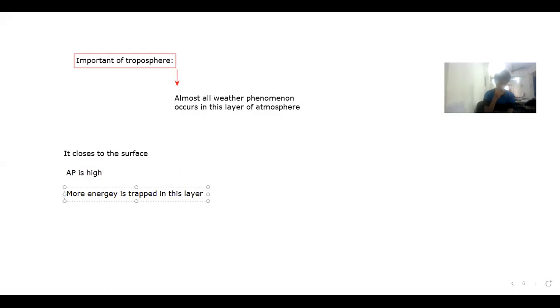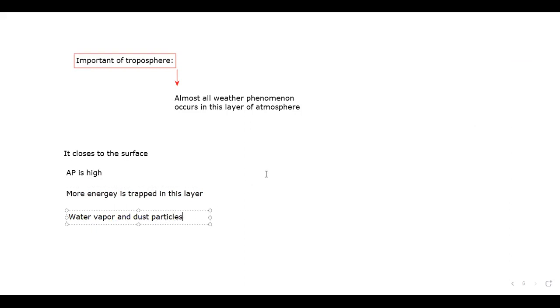Till then you think, let me give a chance to Nishank to speak. Nishank, you can speak now. This is because water particles, most of the water vapors and other dust particles are present in this particular layer of the atmosphere, the troposphere, and clouds and so on form here. So water vapor and dust particles exist here. This is the next point.